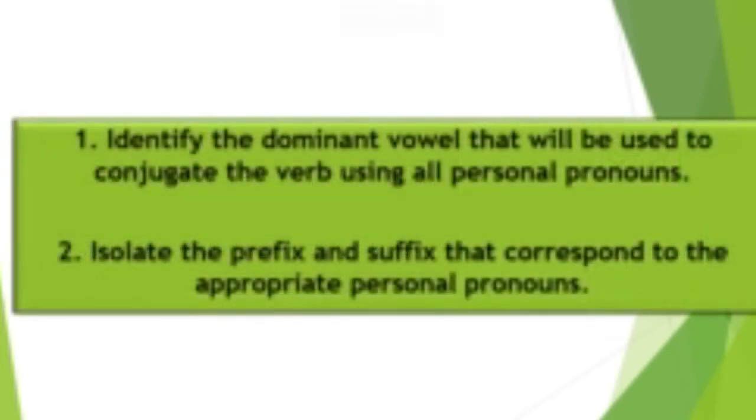When you conjugate a verb in the present tense, you must do two things. 1. Identify the dominant vowel that will be used to conjugate the verb using all personal pronouns. 2. Isolate the prefix and suffix that correspond to the appropriate personal pronoun.